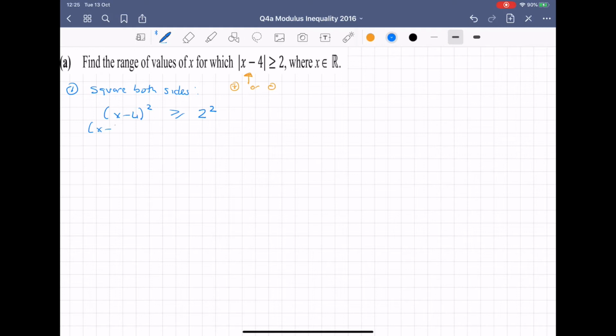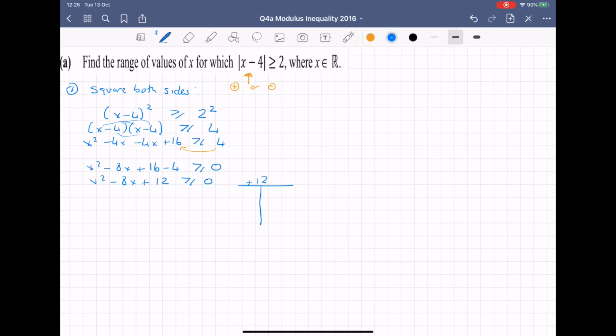If I square this, it's x minus 4 by x minus 4 being greater than or equal to 4. X squared minus 4x minus 4x plus 16 being greater than or equal to 4. Tidy it up. Bring the 4 over. X squared minus 8x plus 16 minus 4 is greater than or equal to 0. X squared minus 8x plus 12 is greater than or equal to 0. And again, you can use the minus b formula here to find the critical values, or you can use factorization where plus 12 is your guide number.